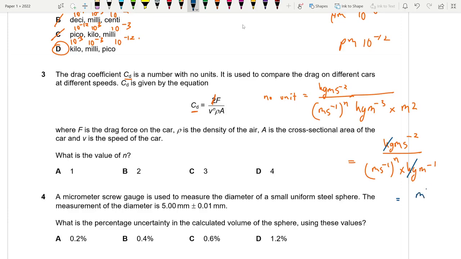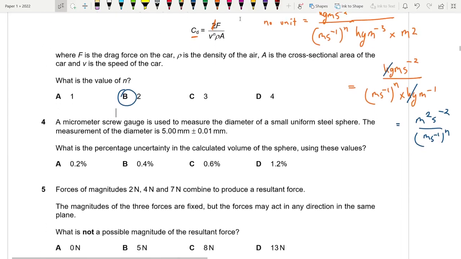you end up with meter square is minus 2, m is minus 1 to the power n. So n clearly has to be 2 to balance things out, right? So yeah, 3 is B.